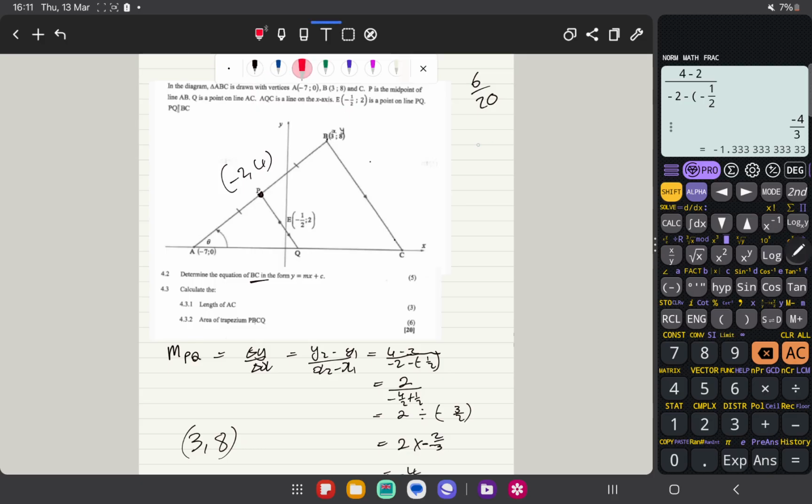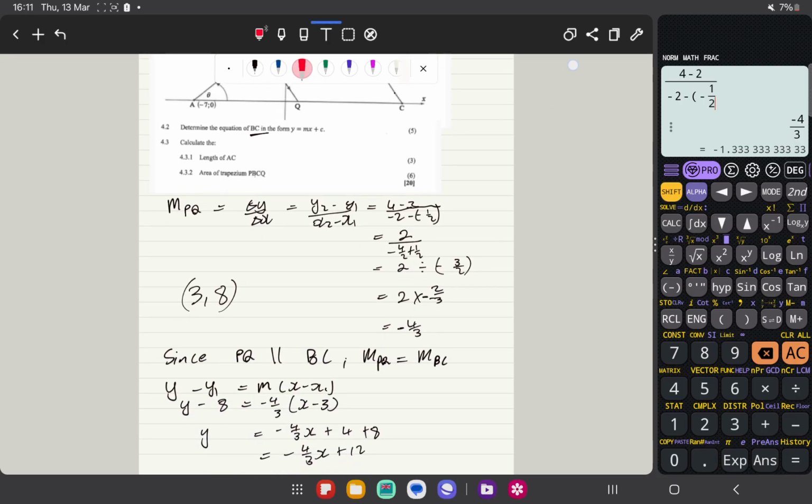Right now you have 5 plus 6, that is 11. So you have 11 out of 20, right? 9 more marks, right? They say calculate the length of AC. Cool. So it's very interesting, isn't it? I'm gonna erase this first part, because for this one you kind of need the equation.